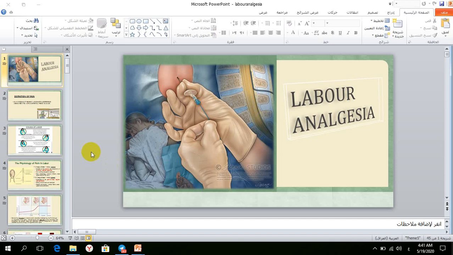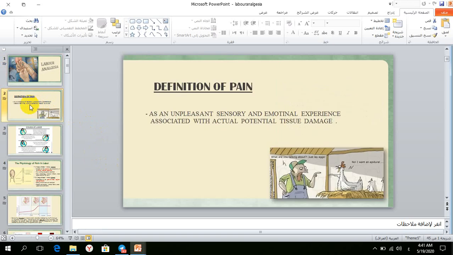Bismillah ar-Rahman ar-Rahim. Our first lecture about labor analgesia. Definition of pain: an unpleasant sensory and emotional experience associated with actual or potential tissue damage.